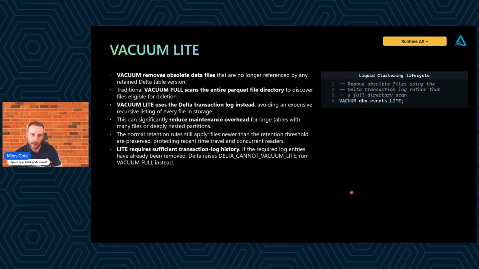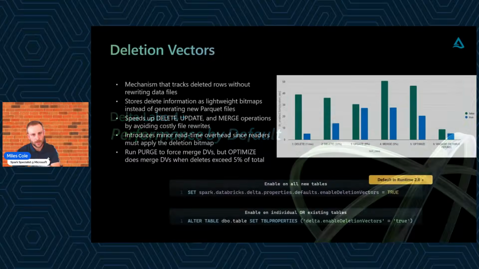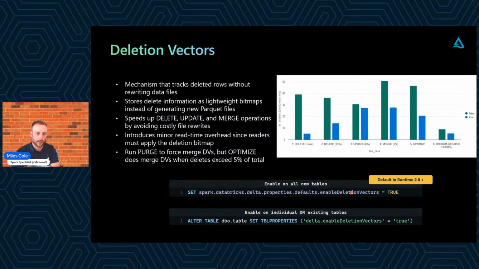Vacuum light, this makes the vacuum operation faster because it operates only on Delta metadata. And now we'll just hit a couple really quick performance features that we've turned on by default, and then we'll talk about the native execution engine.